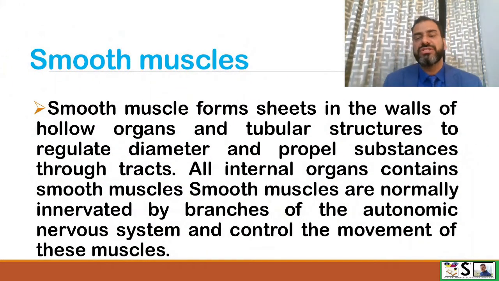Smooth muscle forms sheets in the wall of the hollow organs inside our body, and the tubular structures, to regulate the diameter and to propel the substances. So they are found in the GIT, in the blood vessels, in the lymph vessels, and so on. All internal organs contain smooth muscles. Smooth muscles are normally innervated or supplied by the branches of autonomic nervous system. So they are under control of autonomic nervous system, and this system controls the movement of these muscles.